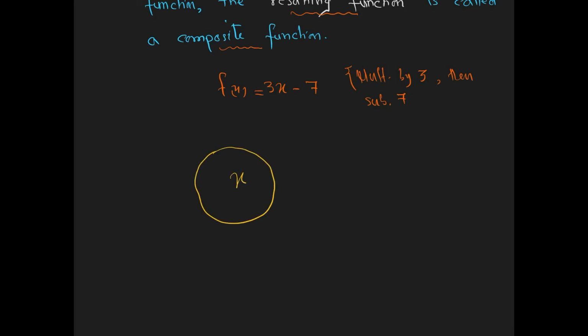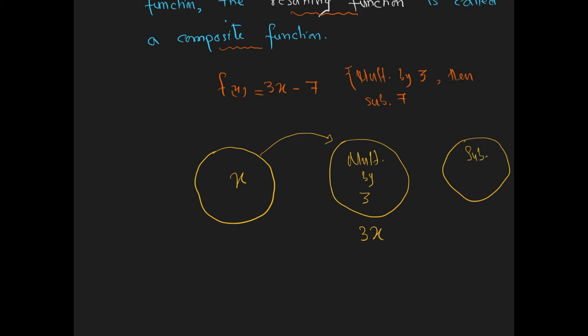x multiplied by 3 gives us 3x as a result, and then subtract 7. So this is 3x minus 7. So you can see that x multiplied by 3 is 3x, and then if 7 is subtracted from 3x, we get another function which is 3x minus 7.